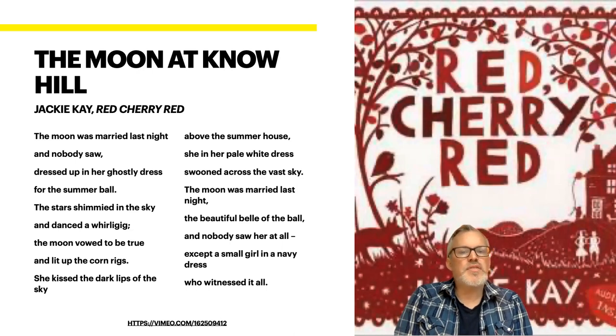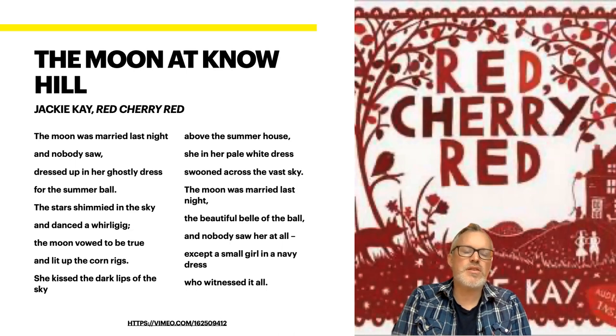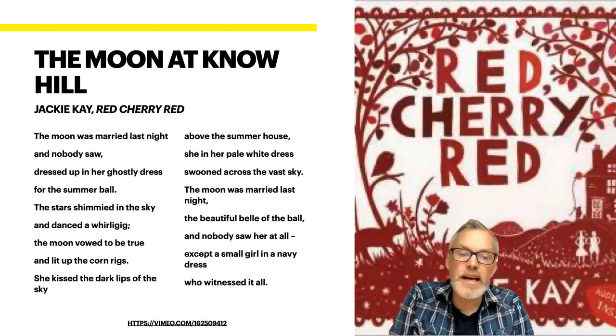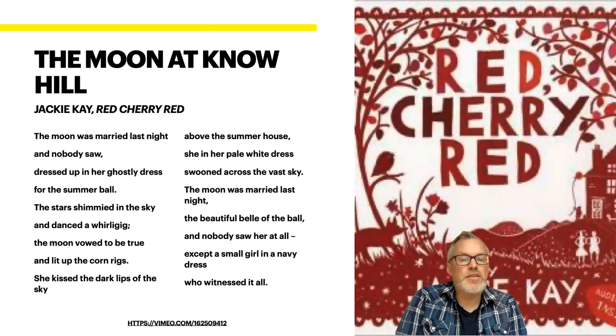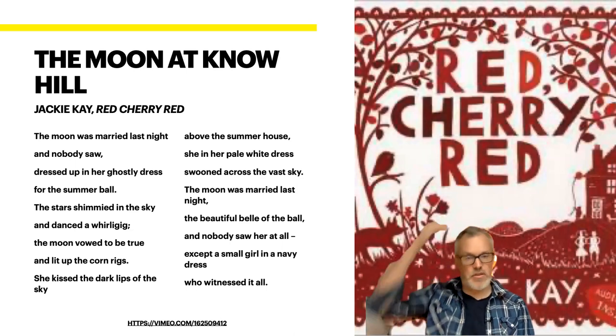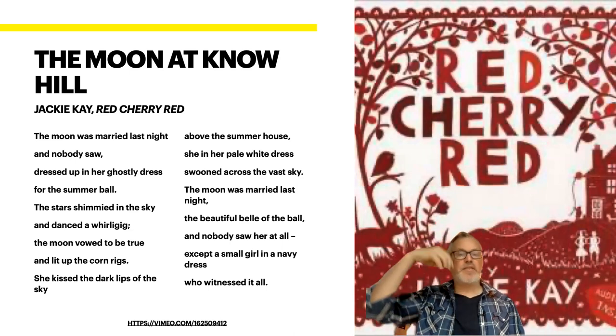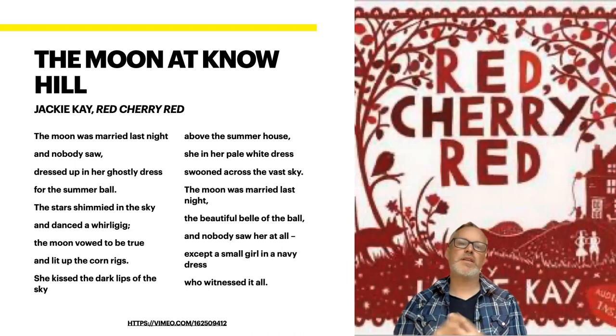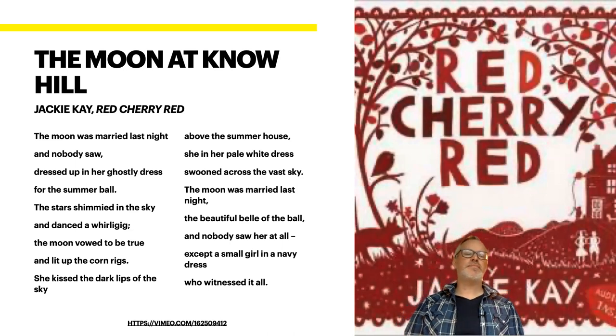She kissed the dark lips of the sky above the summer house. She in a pale white dress swooned across the vast sky. The moon was married last night, the beautiful belle of the ball, and nobody saw it at all. Full rhyme, rhyming couplet there, except a small girl in the navy dress who witnessed it all, back to all as well. So we've got A, A, B, A there at the end, at some kind of rounding up, we can say, of that poem as well.